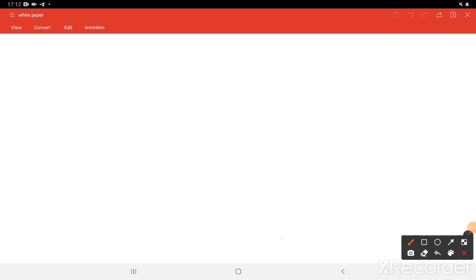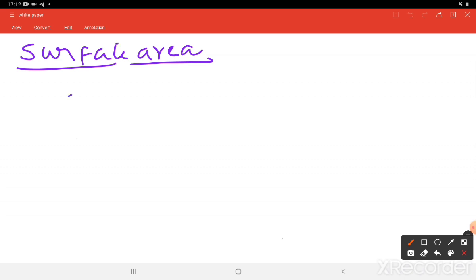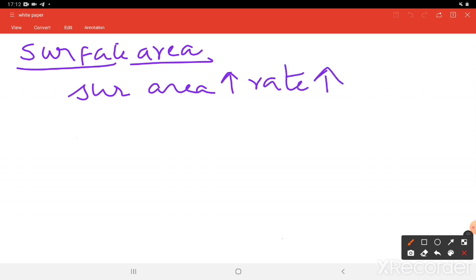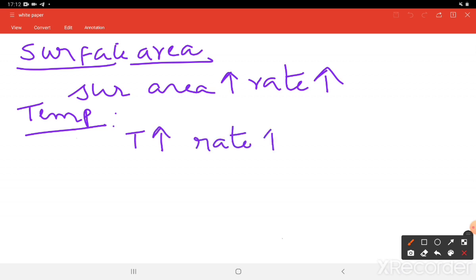The next factor is surface area of reactants. If surface area increases, rate of reaction increases. Next factor is temperature. Most of the reactions, if temperature increases, rate of reaction also increases, because the increase in temperature provides an amount of heat which is sufficient for energy of activation for the reactants to participate in chemical reaction.